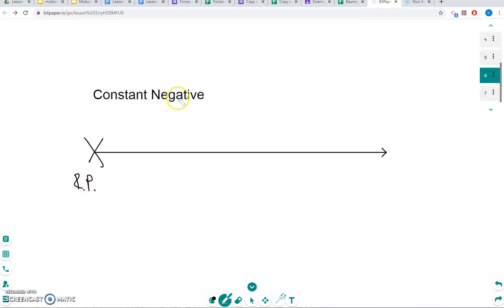So constant negative velocity. So let's say we start really far away from the reference point this time. And this is still the positive direction, remember. So let's say we start way over here. Now what we're going to do is we're going to head back in the direction of the reference point. That is the negative direction.